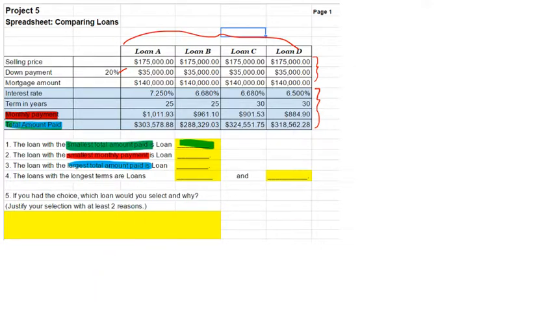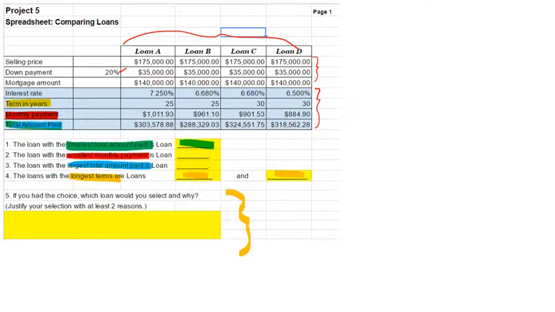And finally, the loans with the longest terms, and this means terms in years. There are 2 answer options here, so you're going to find the 2 loans with the 2 longest terms in years. And then finally, you're going to choose a loan and tell me why. Imagine you're buying a home and you have these 4 loan options in front of you. Which loan would you pick and why?